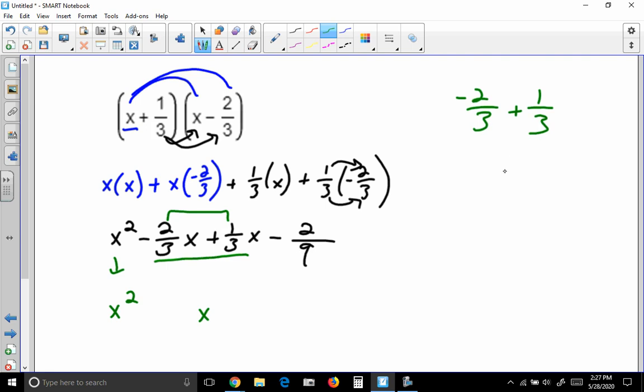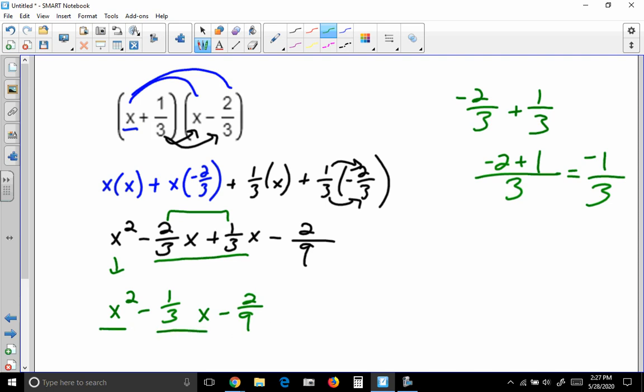Fortunately, these have the same denominator, so we don't have to get a common denominator. So remember, the way we add and subtract fractions is if they have the same denominator, keep the denominator and put the numerators together. So negative 2 plus 1, opposite signs we subtract, take the sign of the bigger number. So negative 1/3 is the coefficient of x. Bring down the minus 2/9. None of those are like terms. This term has x to the second, that has x to a different power, and then that term doesn't have an x. So none of those are alike, so just leave it like it is.